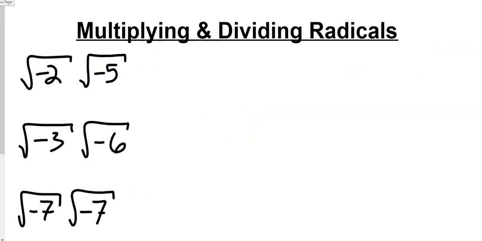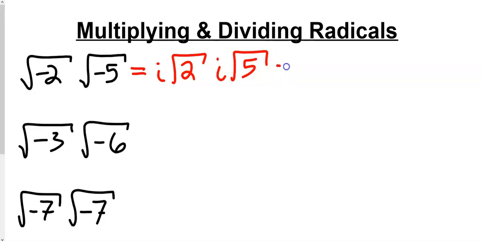All right, so let's talk about a little bit of multiplying and dividing. So this page I got multiplying. On the next page I'll have the dividing. Again, work with these as positive roots. Let the i's pop out. So the i will pop out of the square root of negative 2, and the i will pop out of the square root of negative 5. And then now we can deal with everything.